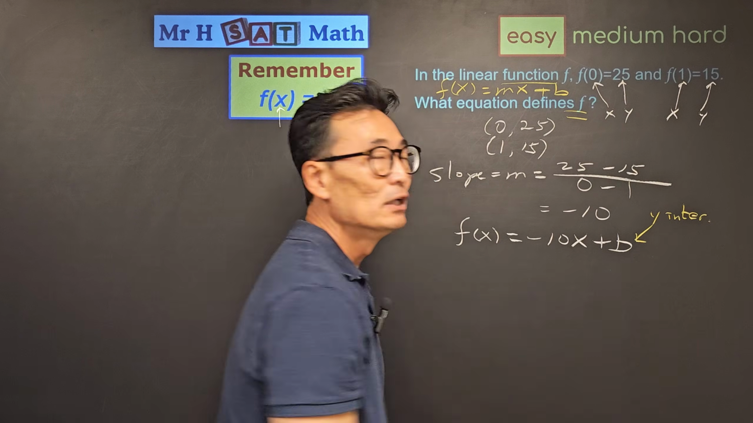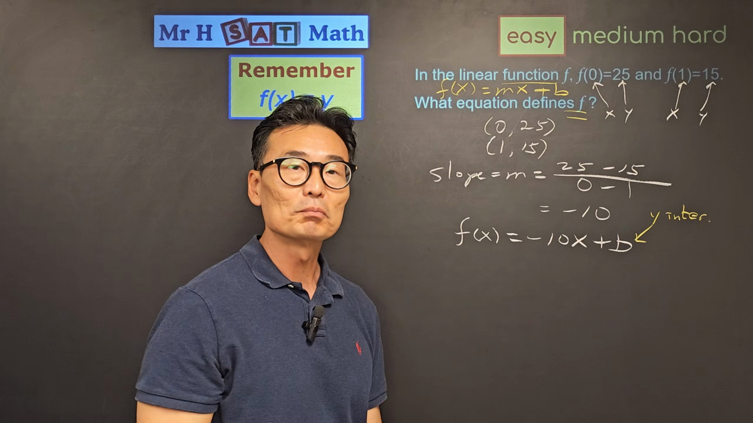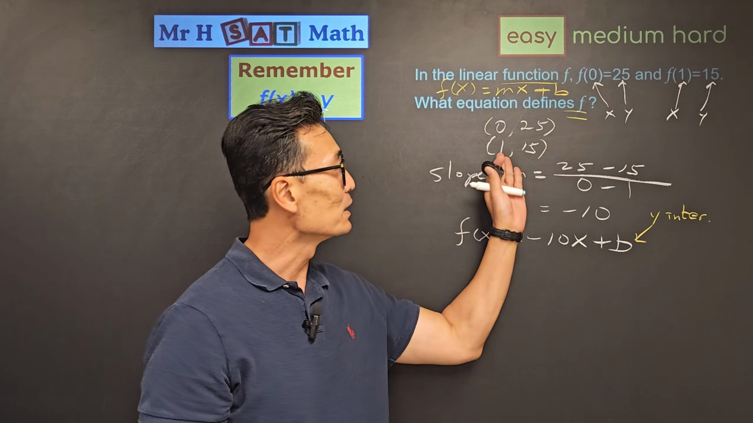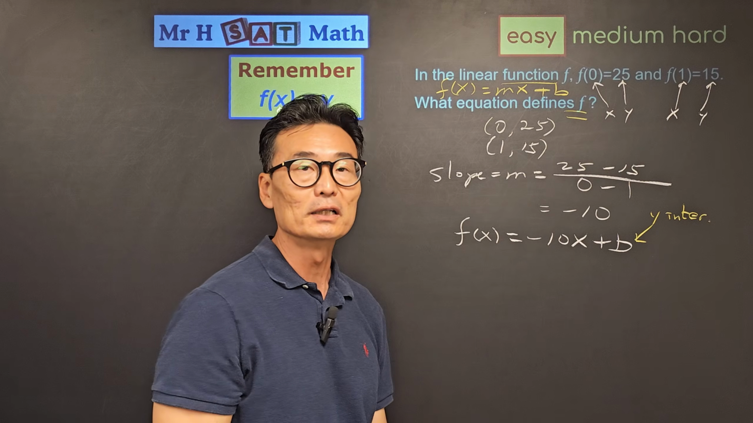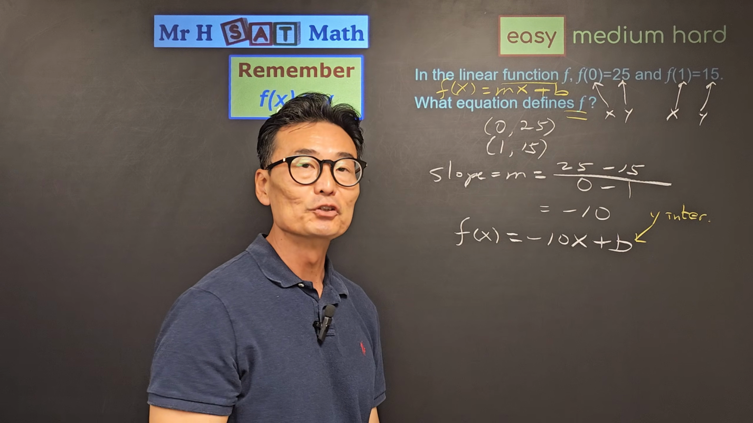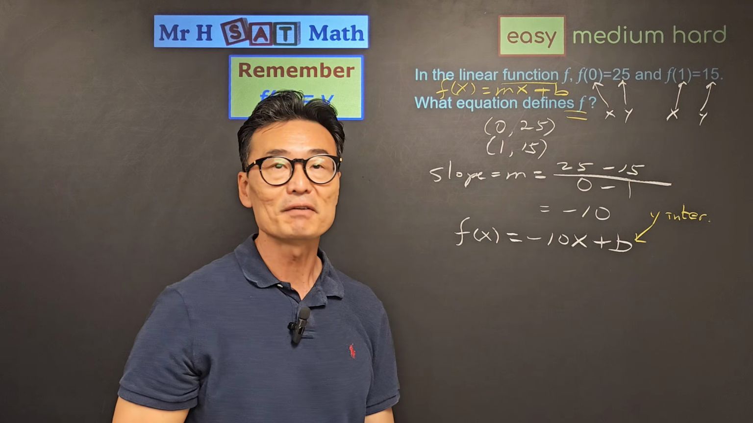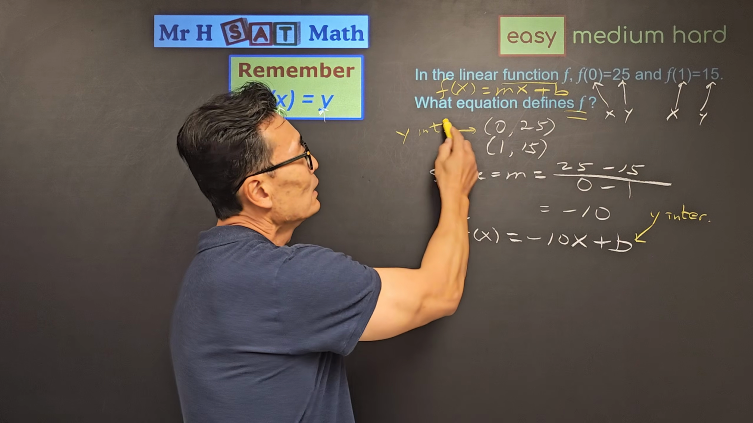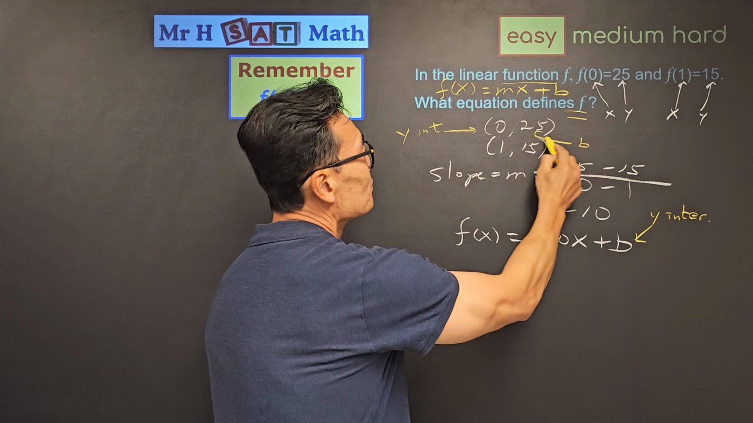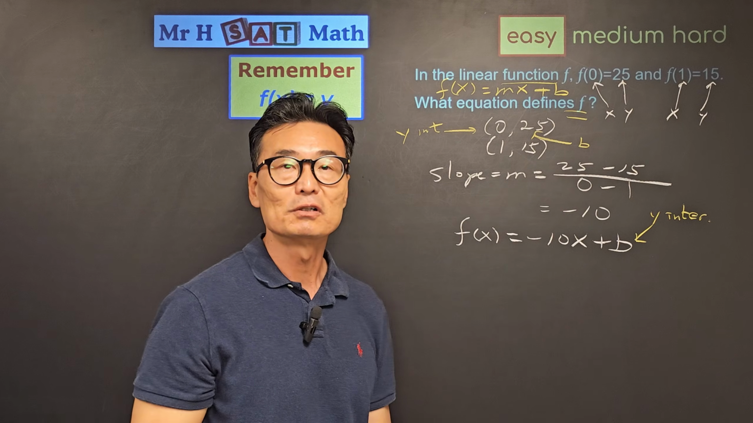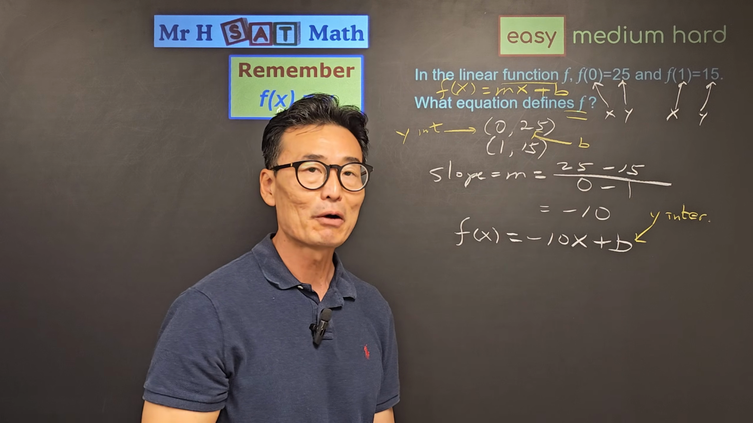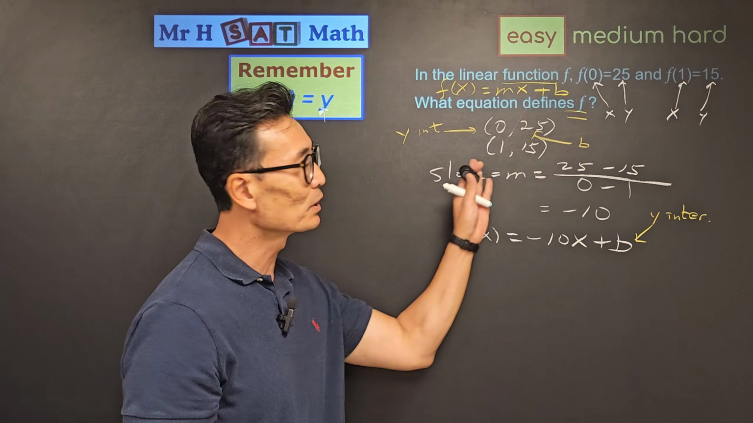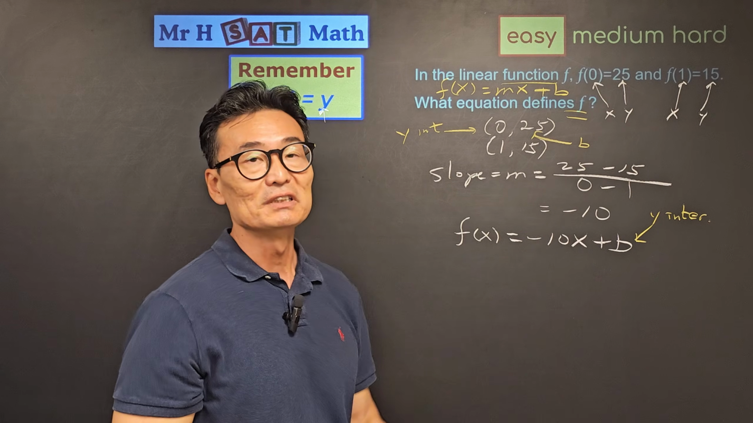y-intercept, we need to go ahead and plug in one of the points that were given by the problem, either the 0, 25 or 1, 15. If you notice that 0, 25 is the y-intercept, and that 25 is the b value, then you're ahead of the other students. However, if you don't see that, let's go ahead and plug in 1, 15, see what happens.